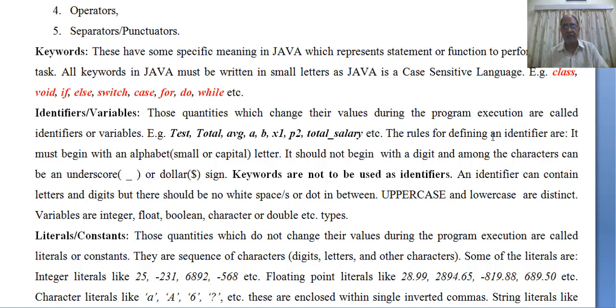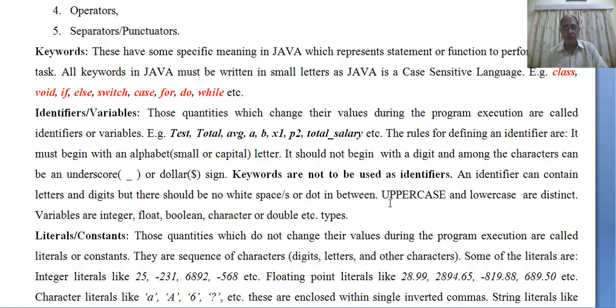The rules for defining an identifier are: it must begin with an alphabet, small or capital letter. It should not begin with a digit, and among the characters there can be an underscore or a dollar sign. Keywords are not to be used as identifiers. So the keywords, these red color words you see, cannot be used as identifiers. Make sure that these words are not used as identifiers.